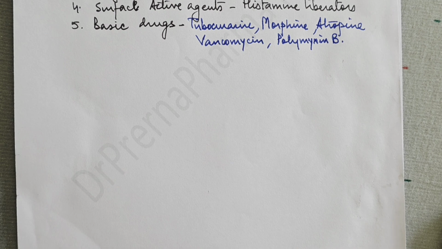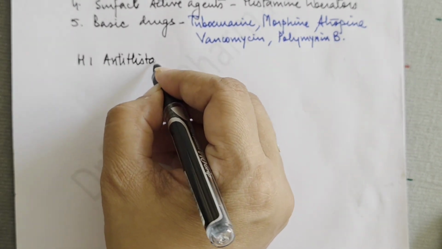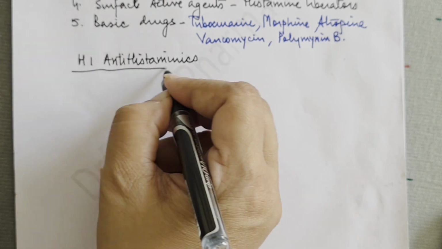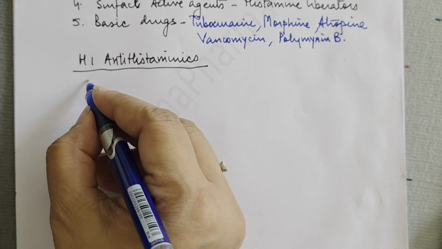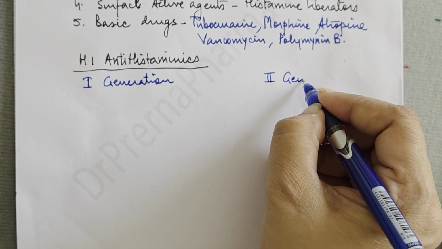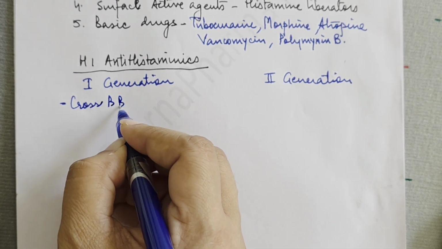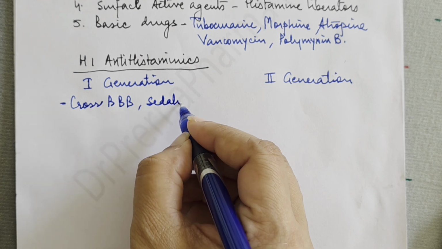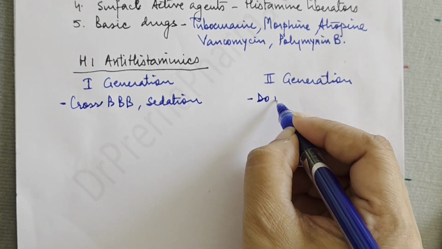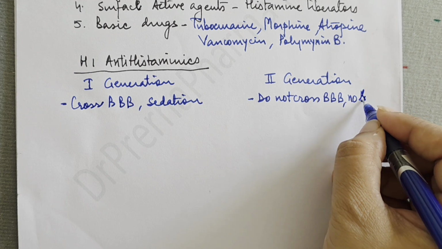Now next we come to H1 antihistaminics. So H1 antihistaminics में क्या-क्या आते हैं? In H1 antihistaminics, we have first generation compounds and then we have second generation compounds. Now first generation compounds cross the blood-brain barrier and they cause sedation. And second generation compounds do not cross the blood-brain barrier and so they cause no sedation.